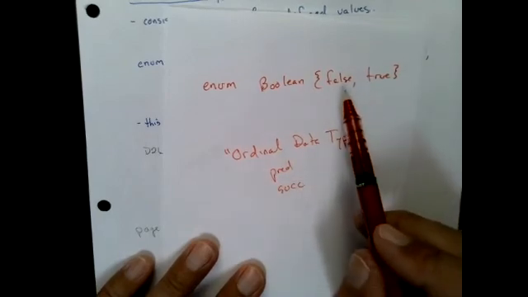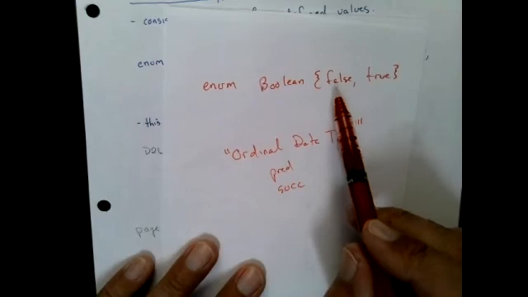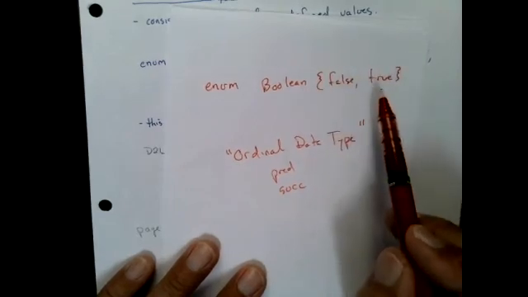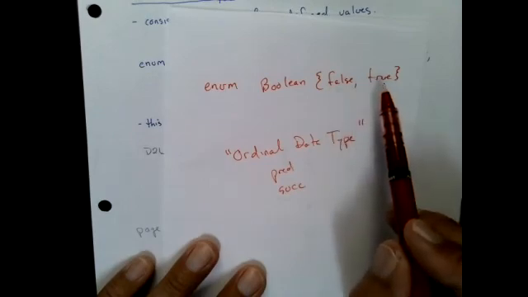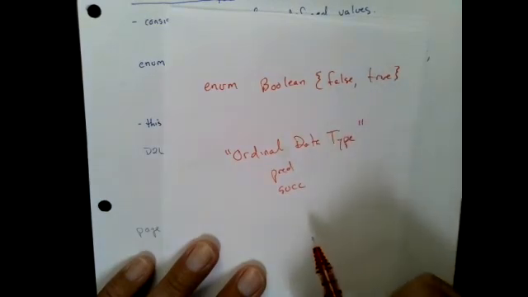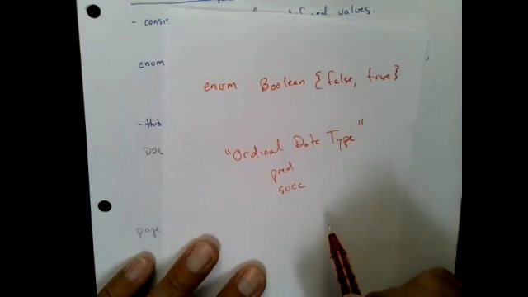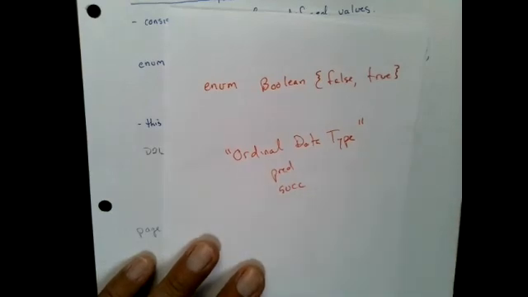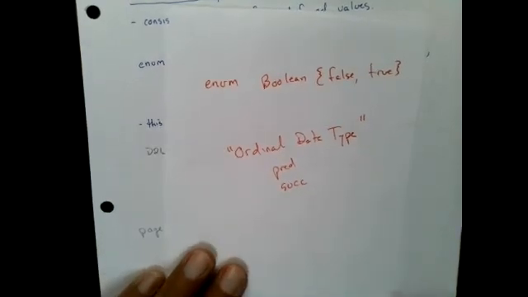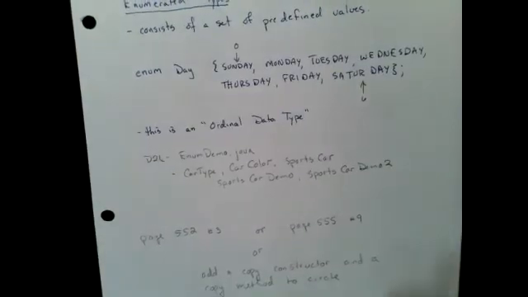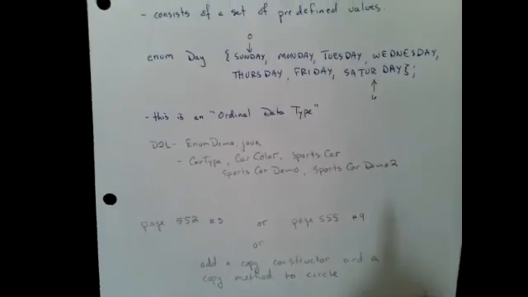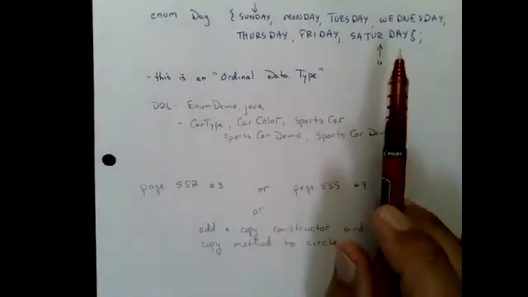Predecessor is something that comes before it. What comes before false? I wrap all the way around to true. What comes after false? True. If I looked at int, what comes after 3? 4. What comes before 3? 2. Chars are the same way. Strings are not. Doubles are not. Okay. So all of these have a number.